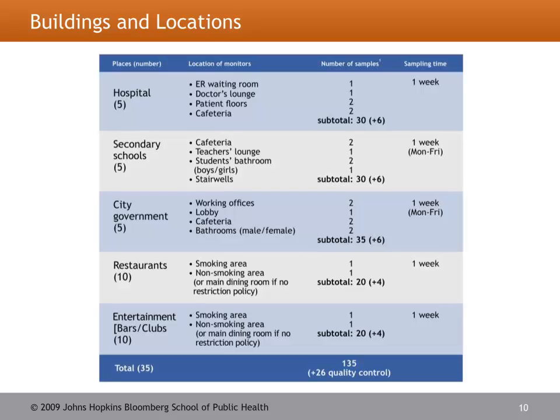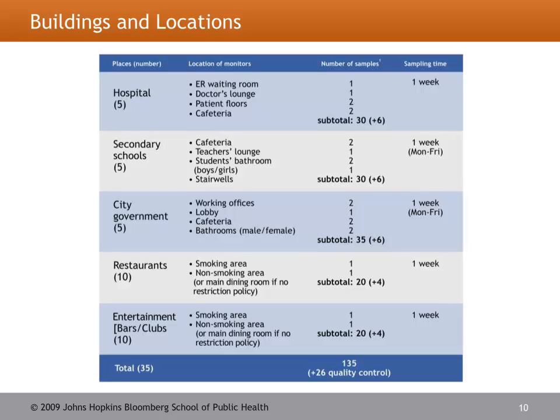Go over to the next column. You see what says the location of monitors. That's the place within each of those buildings that we requested or thought was a good place to put the monitors. So for instance, in the hospital, we suggested placing a single monitor in the waiting room, a single monitor in the doctor's lounge, 2 monitors in the patient's floor, and 2 monitors in the cafeteria.